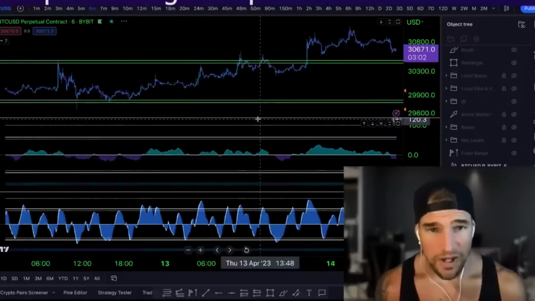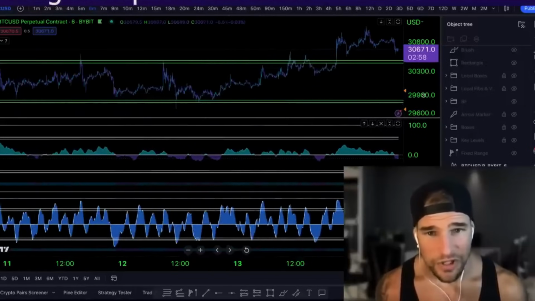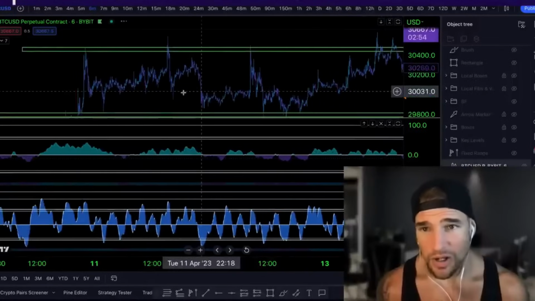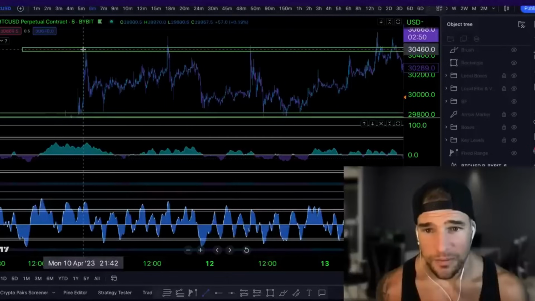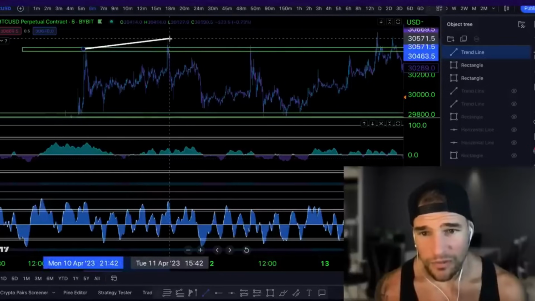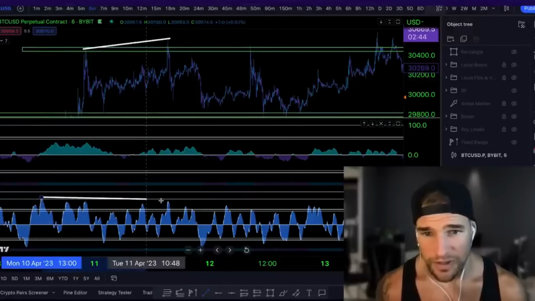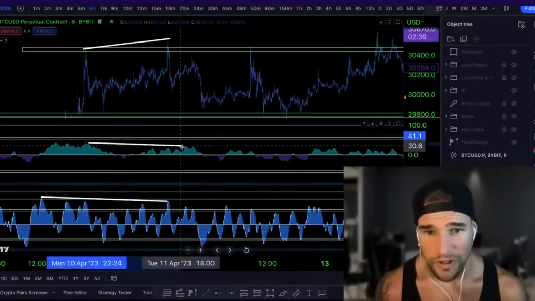So let's see here. We're going to go back in time and look for every single time where we did get a divergence with momentum and money flow. So just in the past few days, we have had multiple trades we could have taken using this strategy. For example, right here, we get a big move to the upside. And when we take a look at our oscillator, we are seeing that we are printing lower momentum waves, and we see that we are printing lower money flow over time.